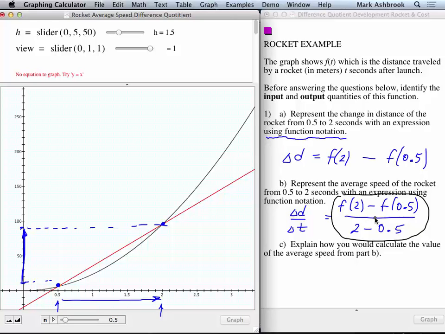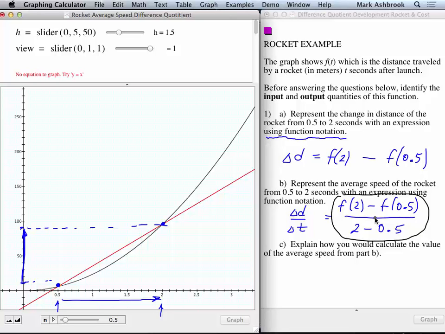Well, that's the constant speed that someone else would have to travel to meet the average speed. Okay, it's the constant speed another rocket would have to go to reach the exact same distance in the same amount of time, to cover the same change in distance in the same amount of time. So that red line is showing the time-distance relationship of this other rocket, which would achieve the same change in distance over the same change in time.